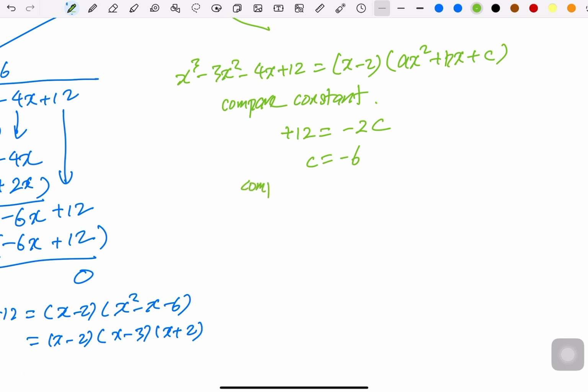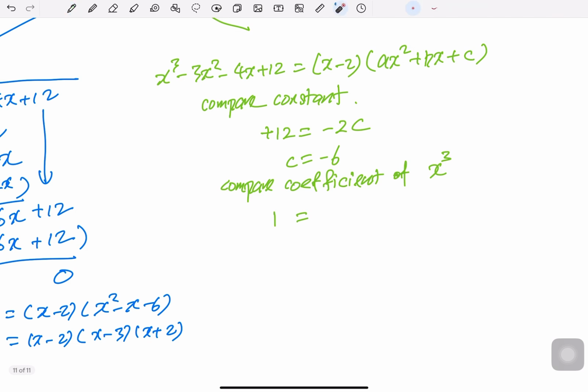Next, I'll compare the coefficient of x cubed. On the left hand side, we will only have one x cubed term, so the coefficient, if nothing is there, is 1. So 1 is equal to, let's take a look on the right hand side. I want an x cubed term. So x times what will give you an x cubed term? x times x squared will give me x cubed. So the coefficient is 1 times a.